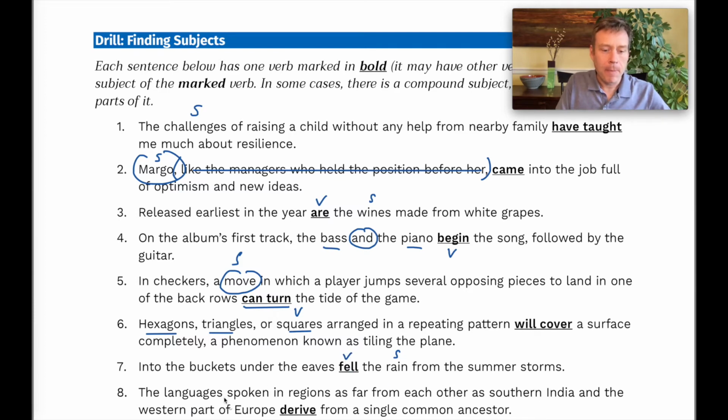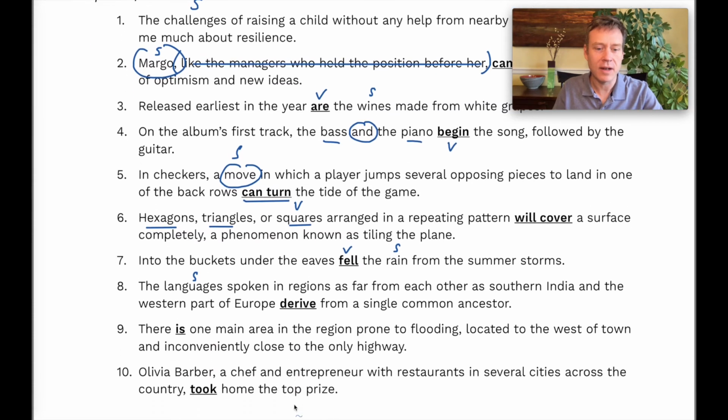And number 8, the languages spoken in regions as far from each other as southern India and the western part of Europe derive from a single common ancestor. If this is the verb, then way back here, it's the subject. Languages, those are the things that derive from the single common ancestor, so that's the subject. There's actually a couple more examples here.